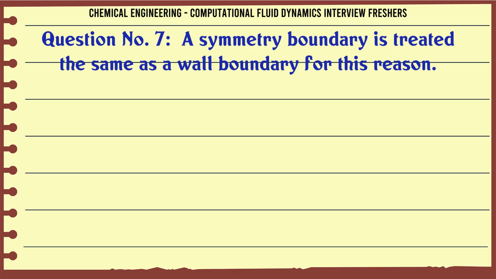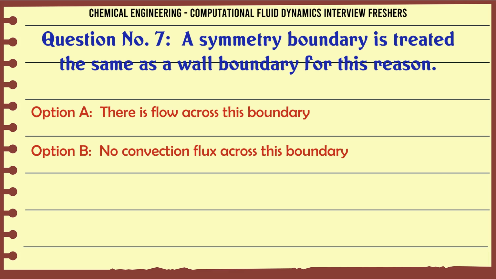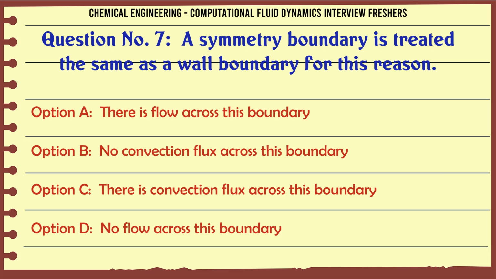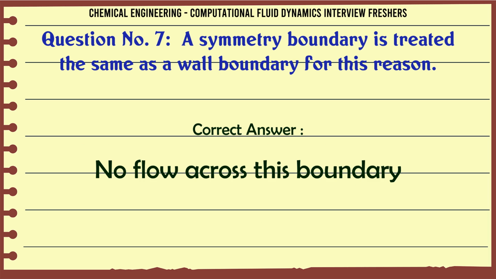A symmetry boundary is treated the same as a wall boundary for this reason. A. There is flow across this boundary. B. No convection flux across this boundary. C. There is convection flux across this boundary. D. No flow across this boundary. The correct answer is no flow across this boundary.